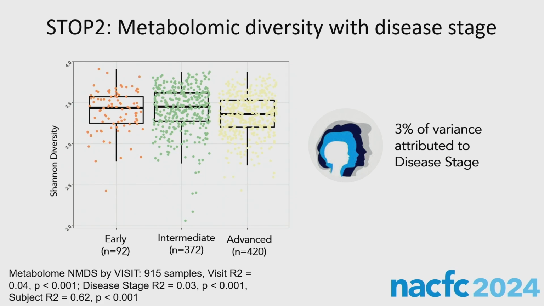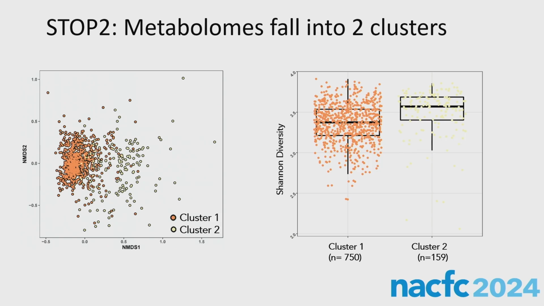If you look at metabolomic diversity with disease stage, there's not a hugely obvious trend, but there is significant variance being explained in our permanova with disease stage. So some of the variance in this data set is significantly associated with disease stage. If you cluster the metabolomes, you see 2 main clusters. Again, one is much bigger than the other, and the clustering for the microbiome is actually quite different. The people who fall into a cluster for the microbiome don't necessarily fall into the same cluster for the metabolome.